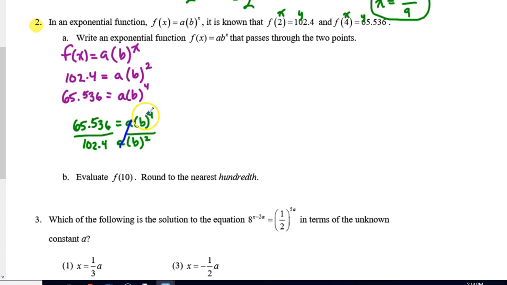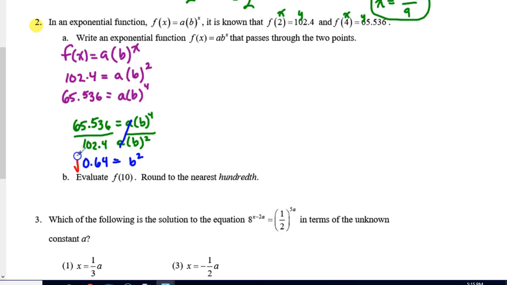And with the b's, we can use our quotient property, b to the 4th over b squared. Well, that just leaves me with b squared. Then you could do some math on your calculator. It turns out to be 0.64. Rarely in life will it work out to be quite so clean, but we made up these problems so that the b value here is going to work out being a nice rational number.